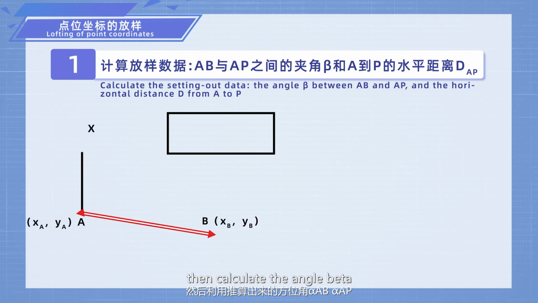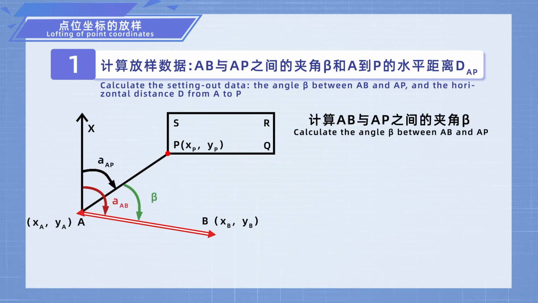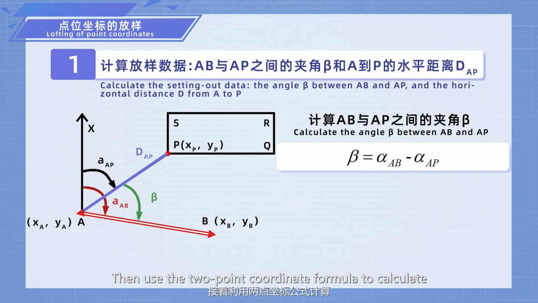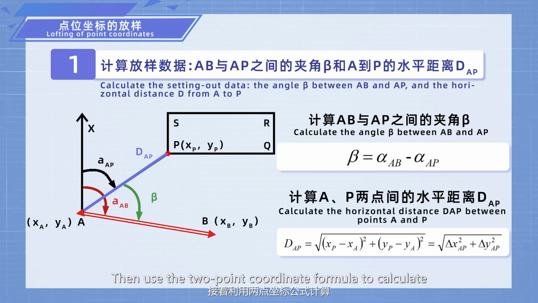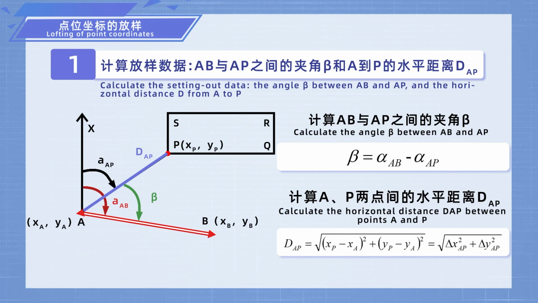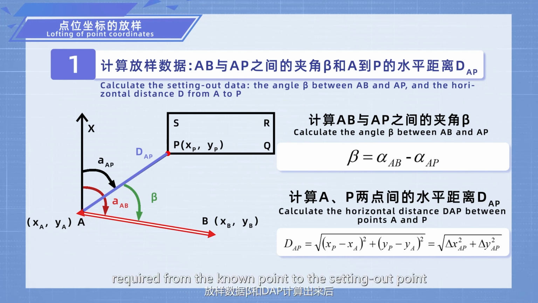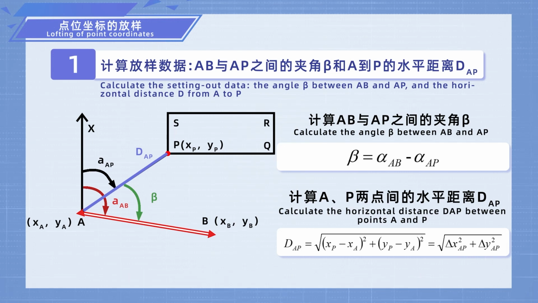Then calculate the angle beta between AB and AP using the deduced azimuth angles of AB and AP. Then use the two-point coordinate formula to calculate the horizontal distance D_AP between points A and P. After calculating the setting out data beta and D_AP required from the known point to the setting out point, we can proceed with the on-site setting out.